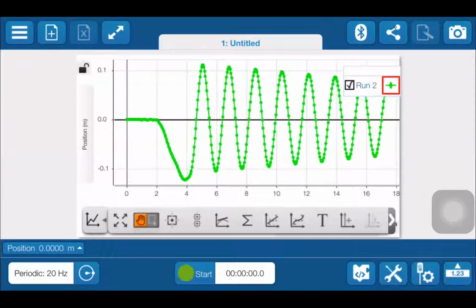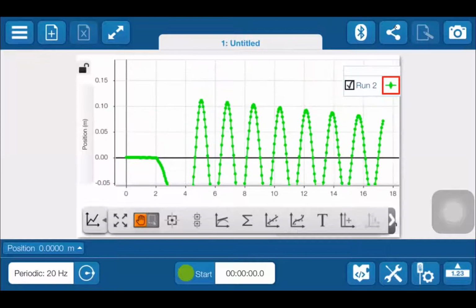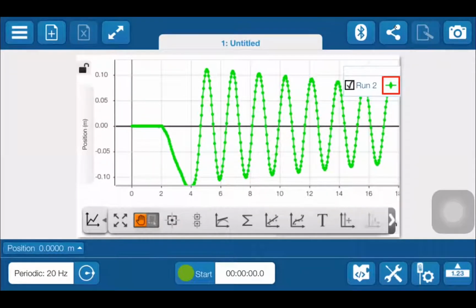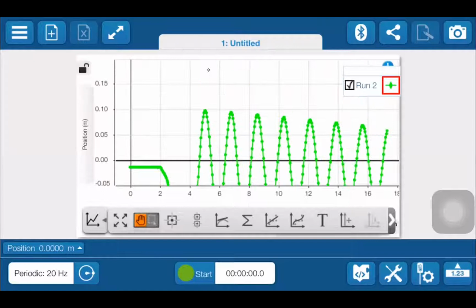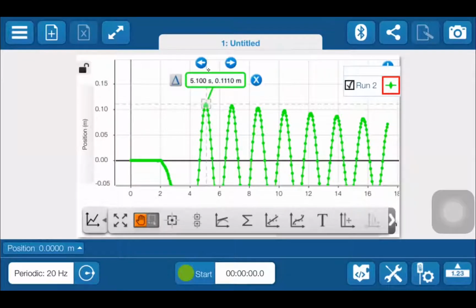First of all, you can read the amplitude from the graph. Like this middle line is the equilibrium, and this highest point is going to be the amplitude. So click on that, and 5.05, and it's at 0.111 meters. So the amplitude is 0.111 meters.